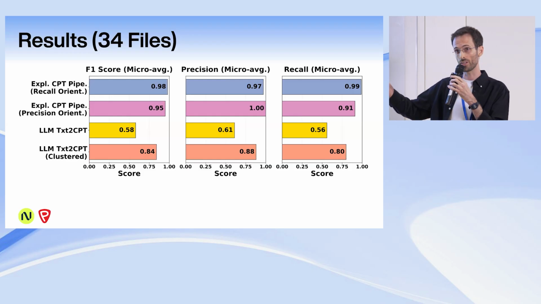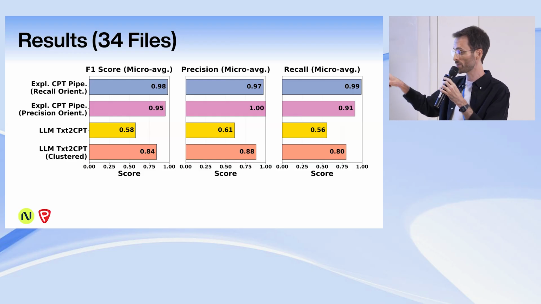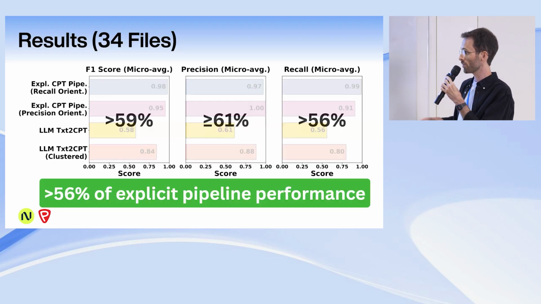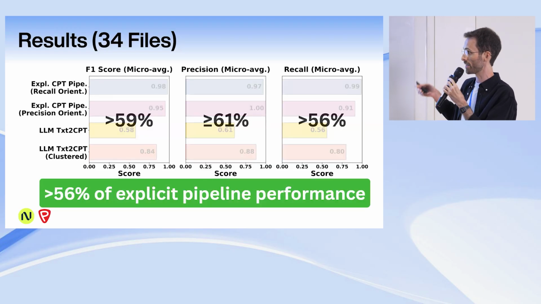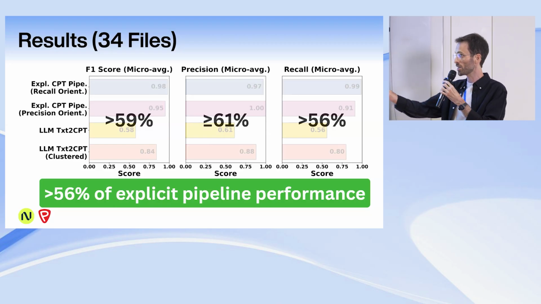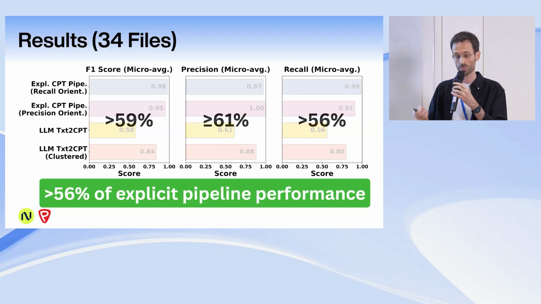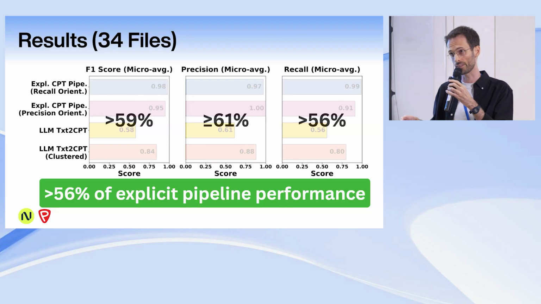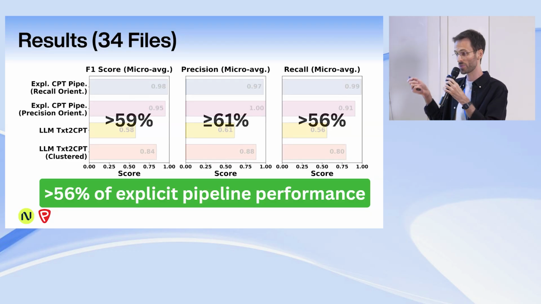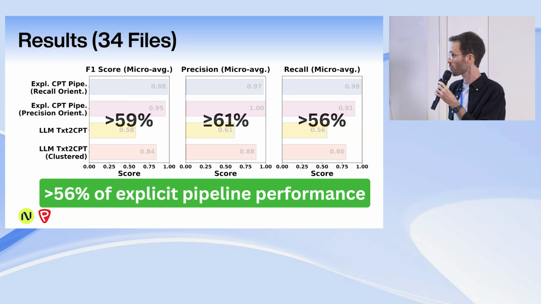And in orange, instead of predicting explicit CPT codes, we predicted the clusters. And overall, if we set the performance of the explicit CPT pipeline as 100%, we were able to achieve more than 56% of this baseline. And it is not trivial because recall that CPT codes are extremely specific.